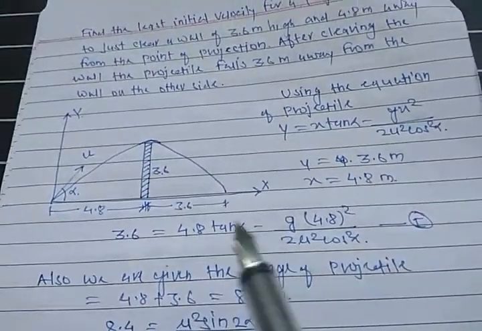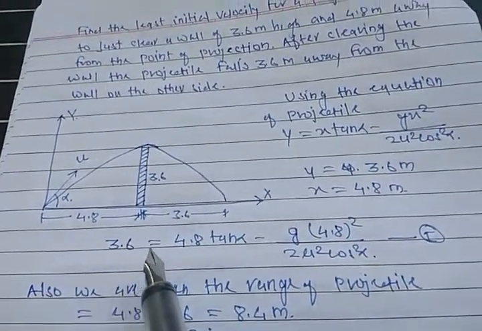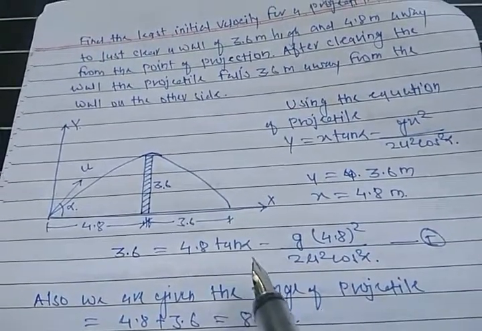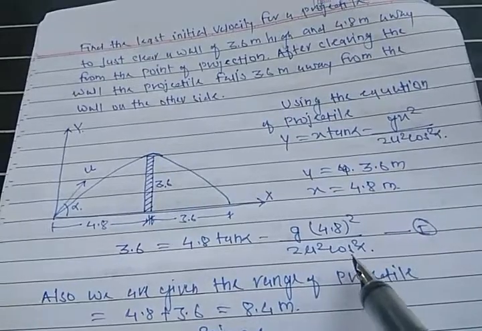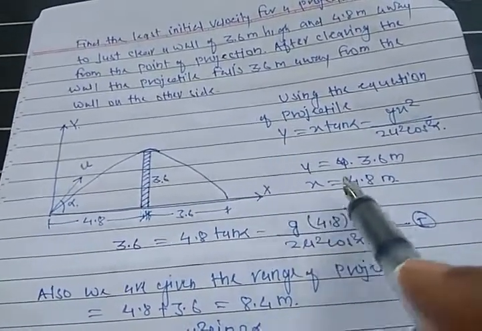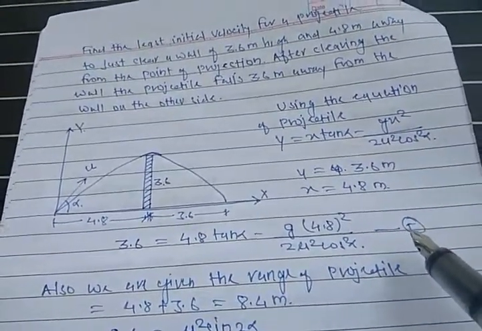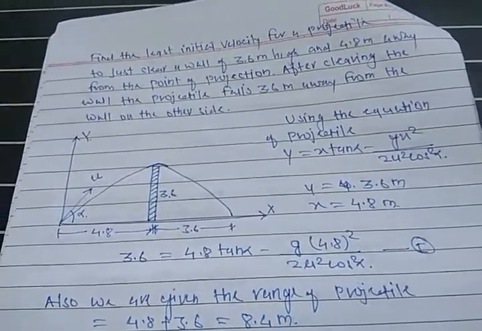Putting these values here, we get 3.6 is equal to 4.8 tan alpha minus g into 4.8 square divided by 2U square cos square alpha. We have just entered the X and Y values, nothing else. This cannot be processed further, so term it as equation number 1.